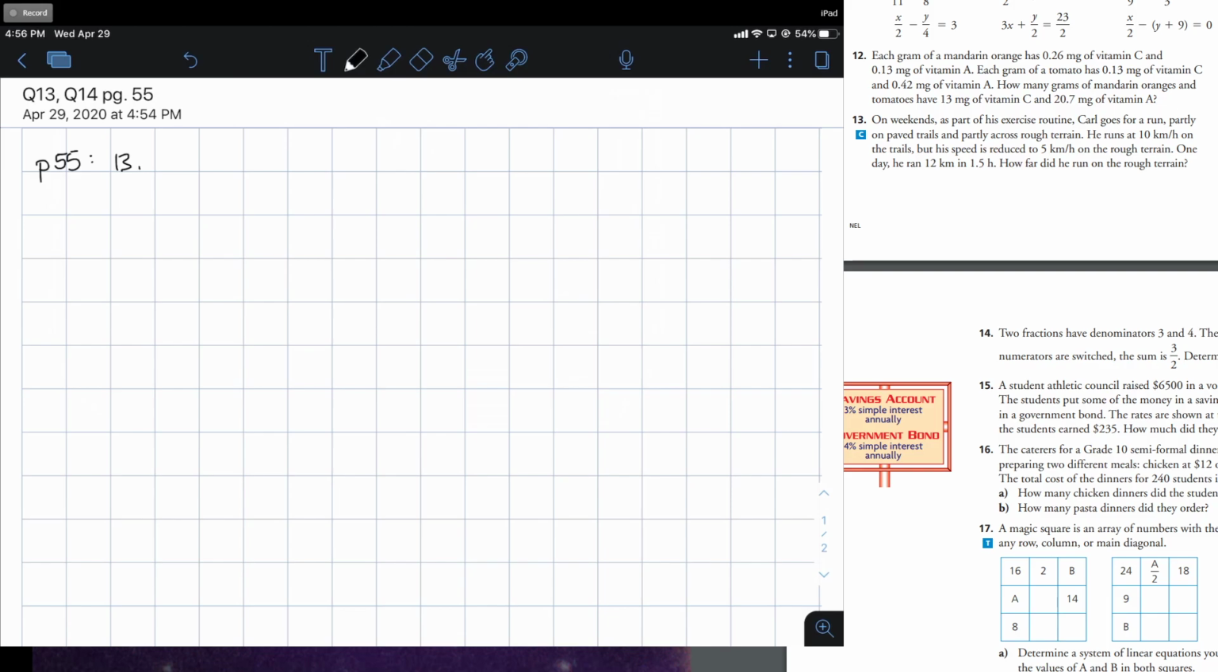So what I'm going to do there is say the speed that he runs at on the trails, or rough terrain, we'll say S paved, just to be a little bit more specific, is 10 kilometers per hour. And we'll say S rough for the rough terrain is 5 kilometers per hour. So he runs partially on the paved terrain and then the rest on the rough terrain.